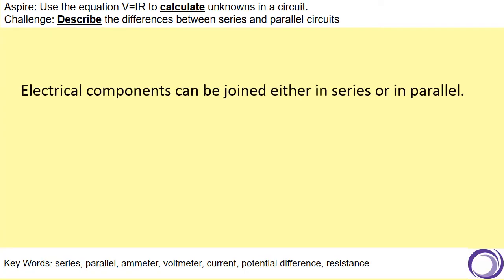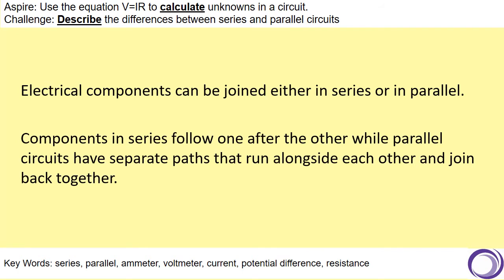Here's a summary then. We can join components in a series or parallel circuit. In a series circuit, they've only got one path. Parallel circuits have separate paths, they've got branches, and then they'll join back up again before they go back into the cell.